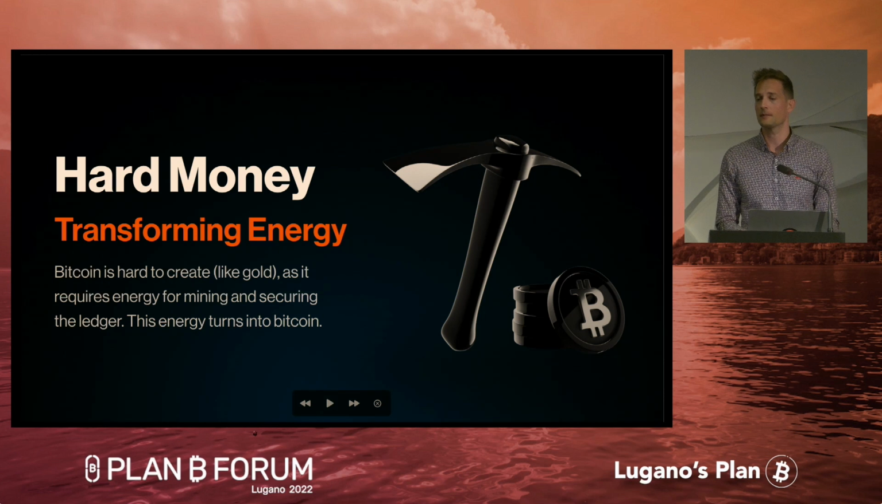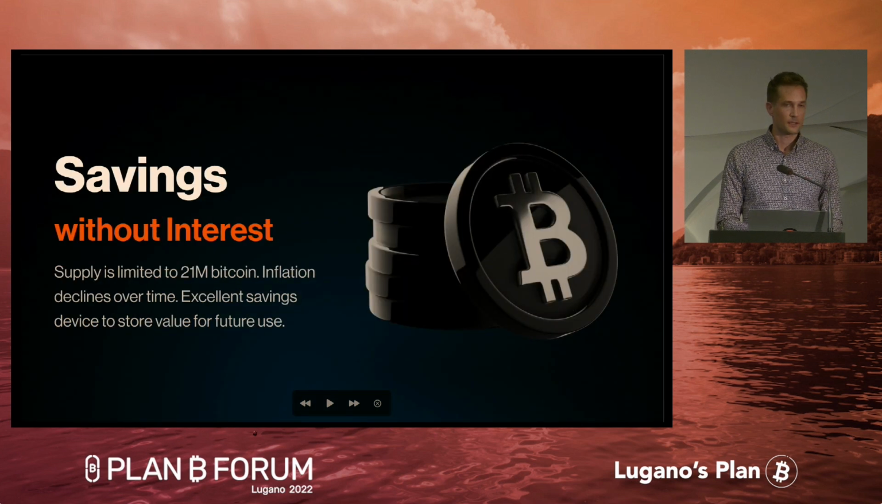Now, when you want to save money, of course, it's important that you save that into something that cannot be easily created from thin air or by fiat. And Bitcoin offers a vehicle to do just that. In a sense, it transforms energy into Bitcoin, which you could see as a claim on the energy of others. Because Bitcoin is very scarce and the supply is limited to 21 million coins, and also because the inflation declines very slowly over time, it is an excellent savings device. It allows you to store value for future use.